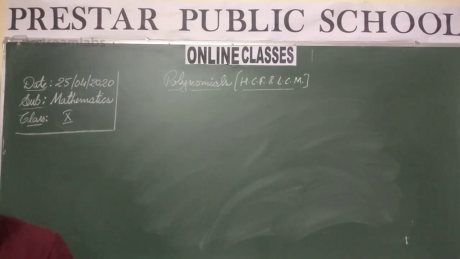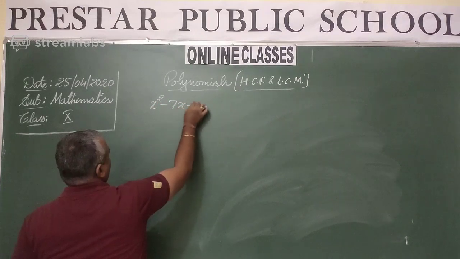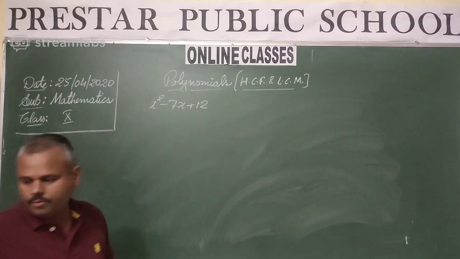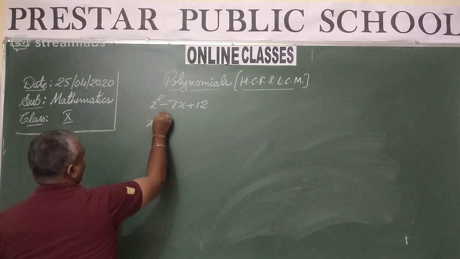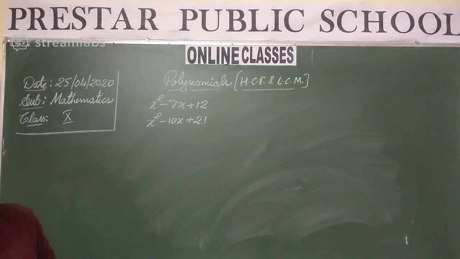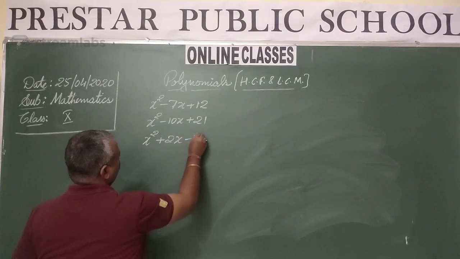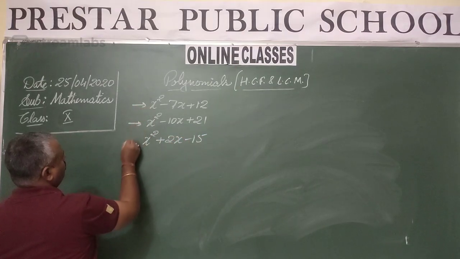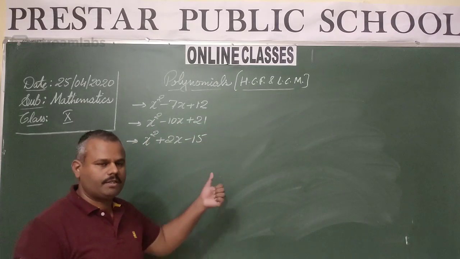Say the next question to be taken can be x squared minus 7x plus 12. This is one expression given to you. The second expression given to you is x squared minus 10x plus 21. The third expression given to you is say x squared plus 2x minus 15. So these are the three expressions given to you, and you are asked about their HCF. What is the HCF of this?